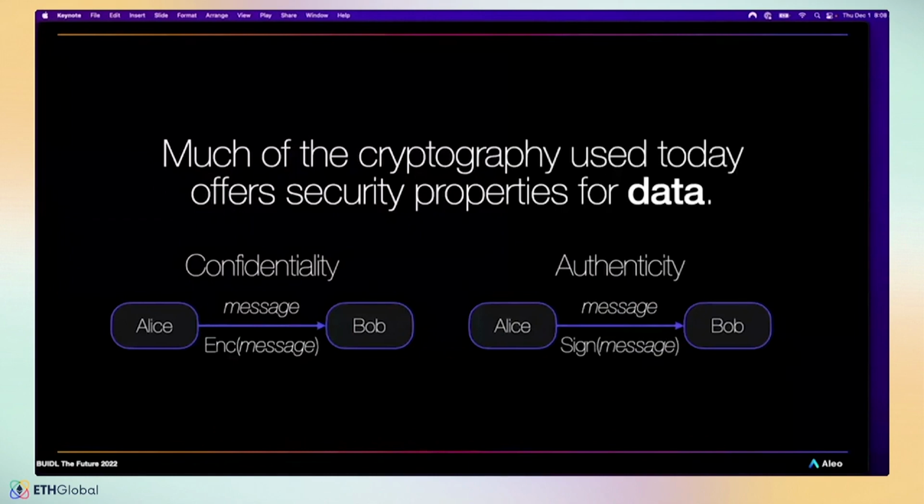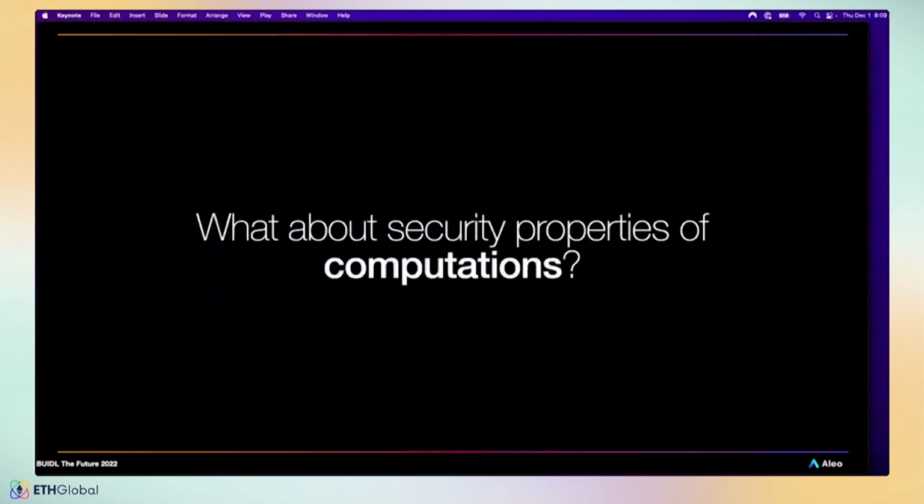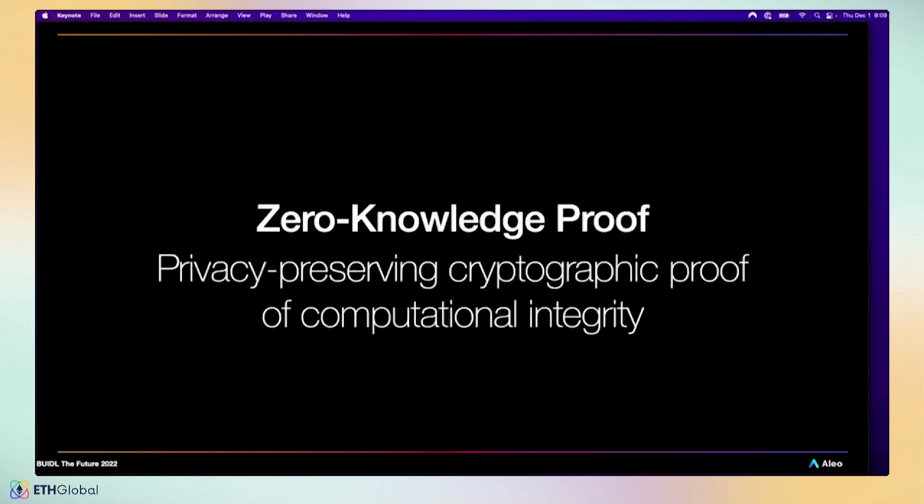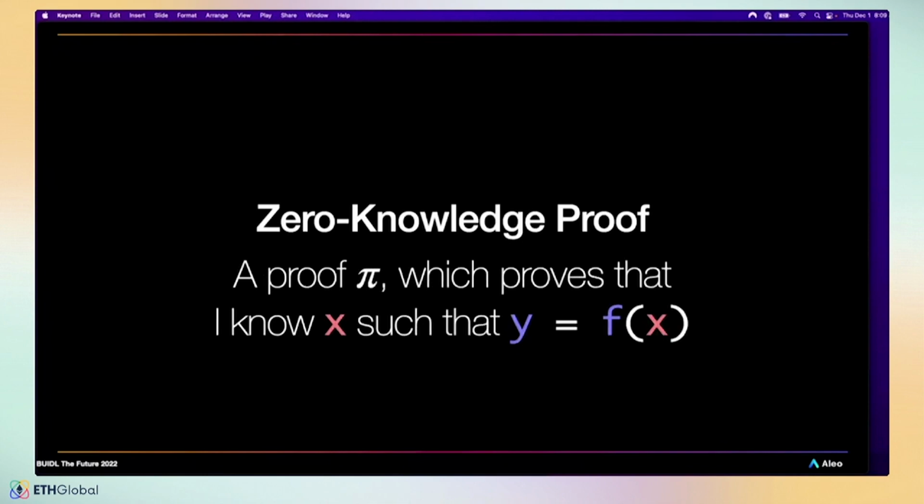And these techniques are really incredibly powerful, and we see them used in a number of systems, but they don't provide guarantees about computation, the integrity of computation. They don't provide guarantees about the privacy of computation. And this is really where zero-knowledge proofs come in. Now, formally, zero-knowledge proofs are privacy-preserving cryptographic proofs of computational integrity. And that's a mouthful, but simply stated, with zero-knowledge proofs, I can prove to you that I know some secret without actually telling you that secret.